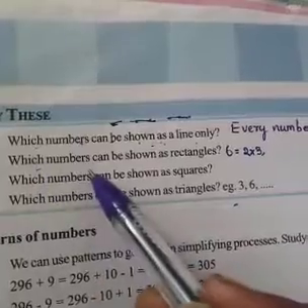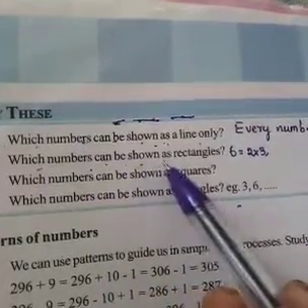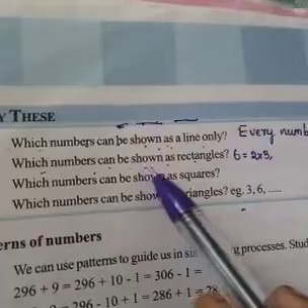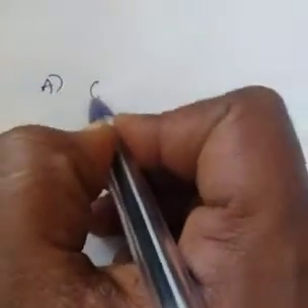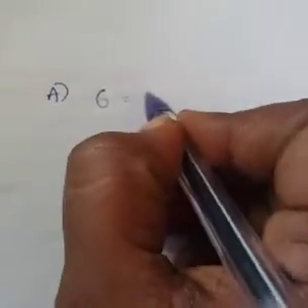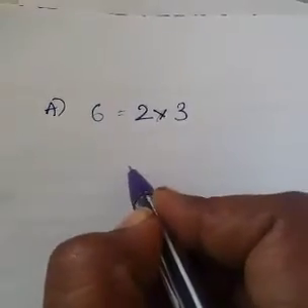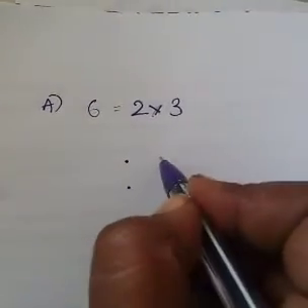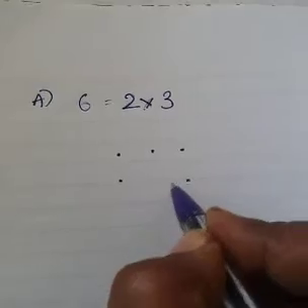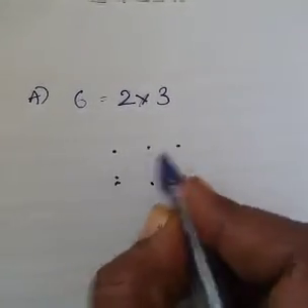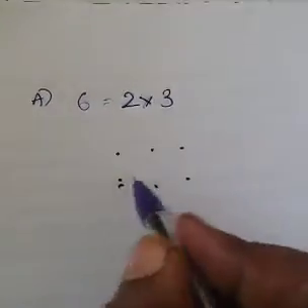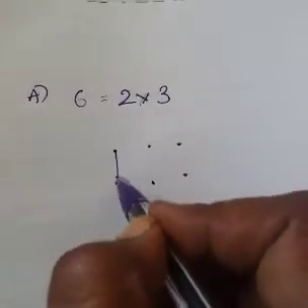Second one, which numbers can be shown as rectangles? For suppose the answer 6. How to write 6? 2 into 3. Okay, 2 dots, 3 dots. So 2 into 3 is 6, no? This is a rectangle.